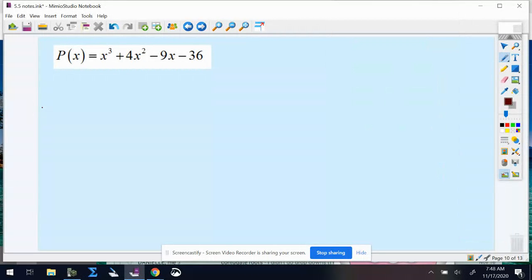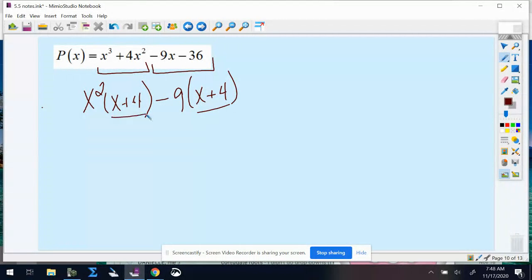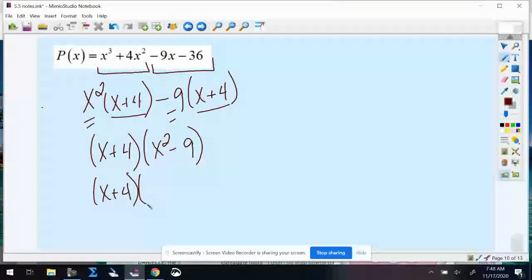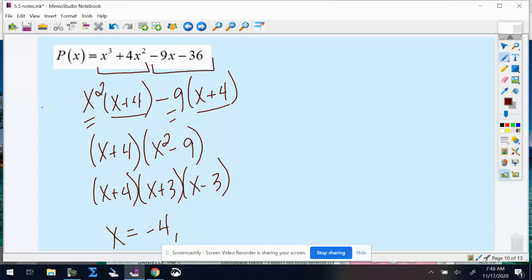This one has 4 terms. The only way to factor something with 4 terms is to group it up, and this one actually groups really nicely. You can take an x squared out of the first 2 terms, and you're left with x plus 4. And then you can take a -9 out of the next 2 terms, and you're also left with an x plus 4. Pull the x plus 4 out front. You're left with x squared minus 9, which hopefully you recognize does factor more. It is a difference of squares. It factors x plus 3, x minus 3. And with this, I get my 3 solutions that I saw on my calculator, -4, -3, and +3. So that is one way to do the problem.